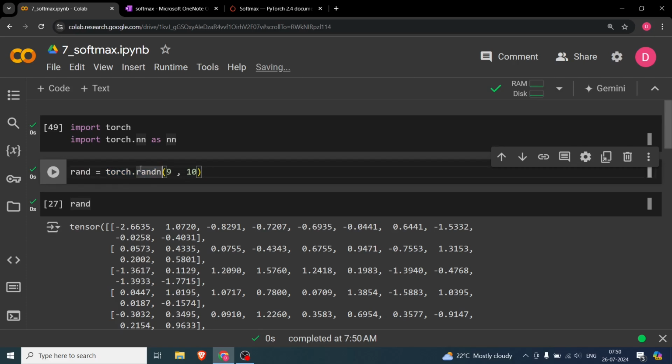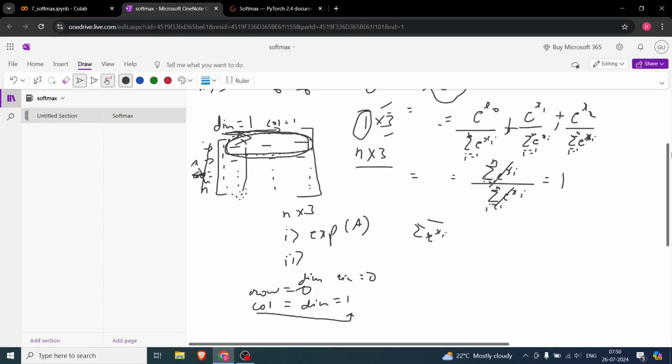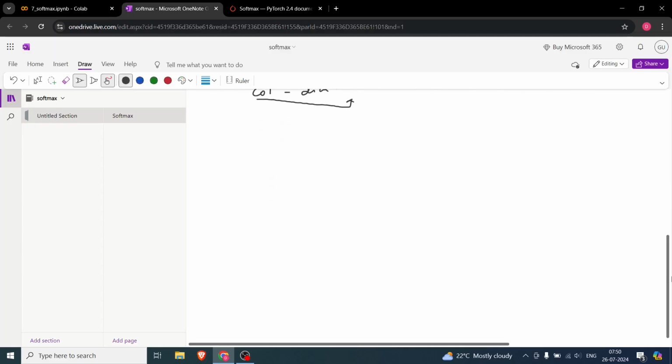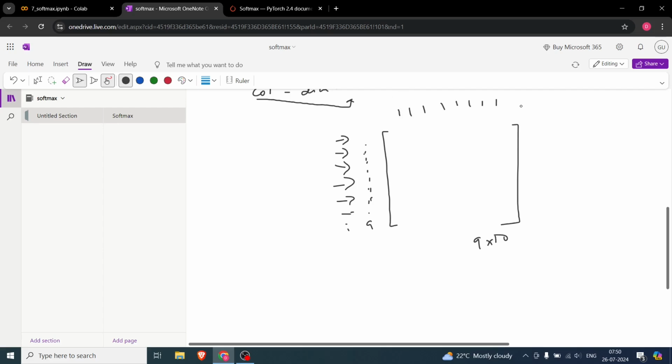Okay, let's assume this is our A matrix and it is 9 cross 10. So what is 9 over here? If this is our matrix, and it is said that it is 9 cross 10, which means there are 9 rows. What does 9 rows represent? 9 examples. And it says 10 columns. So what it means is there are 10 neurons, assuming this is a simple neural network.